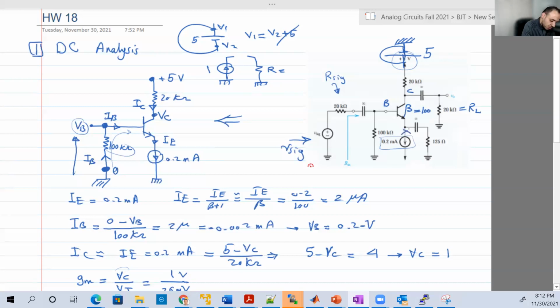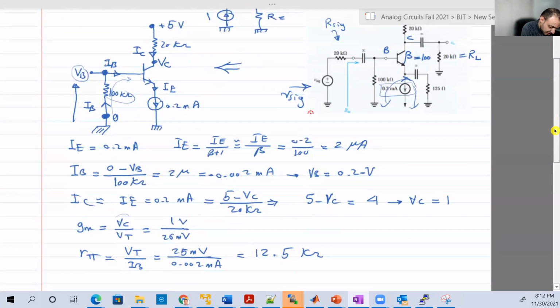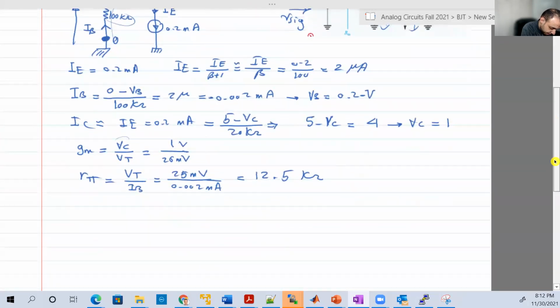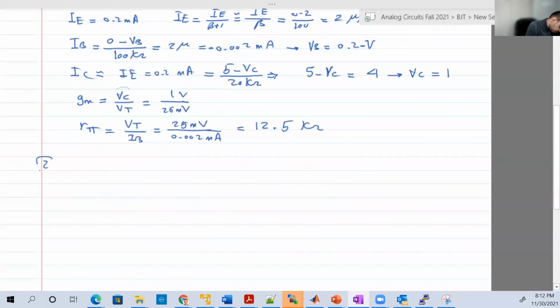And that will be open. So you just remove this branch, this little branch here, just remove it completely. So let's draw the circuit after we do these modifications. So number 2, the AC analysis.